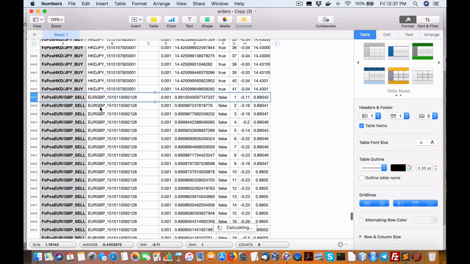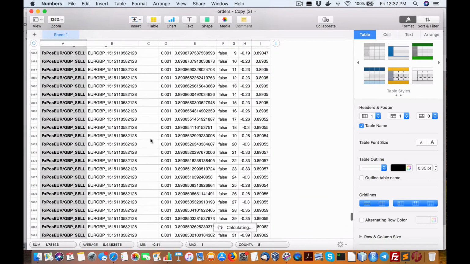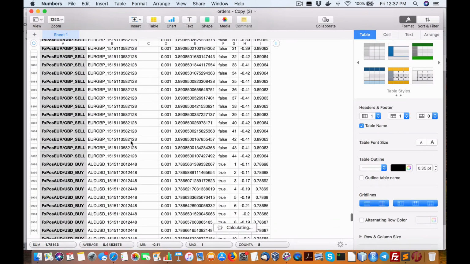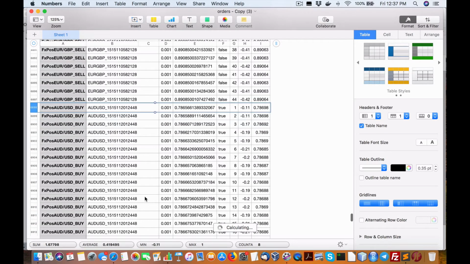Then we had another one, Euro, British pound. That's a short. Okay, so that's a negative so far. Okay, so that 40 bars, 44 bars, 42 cents in the hole. That's good. Australian US dollar, a buy. Let's see how this one did.